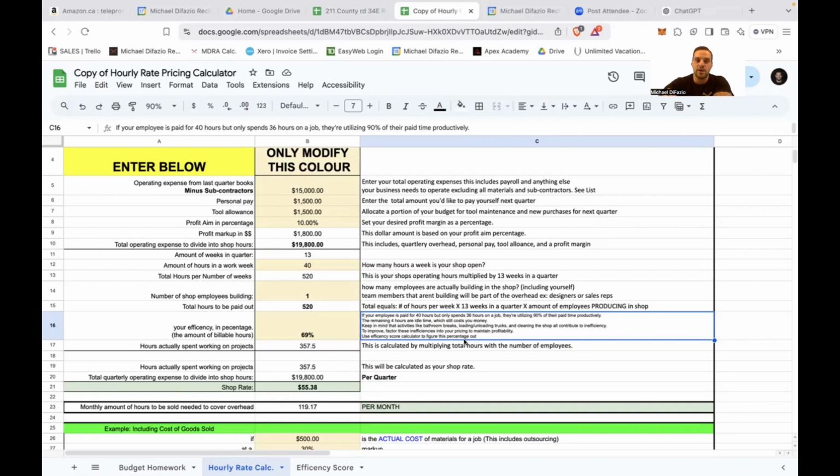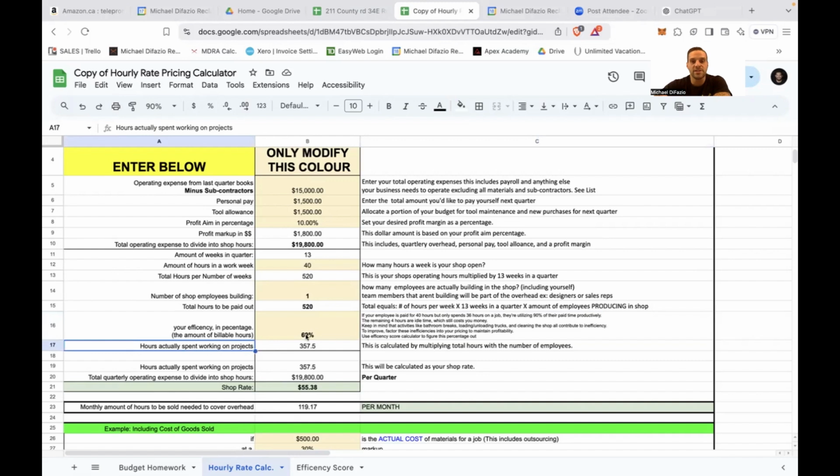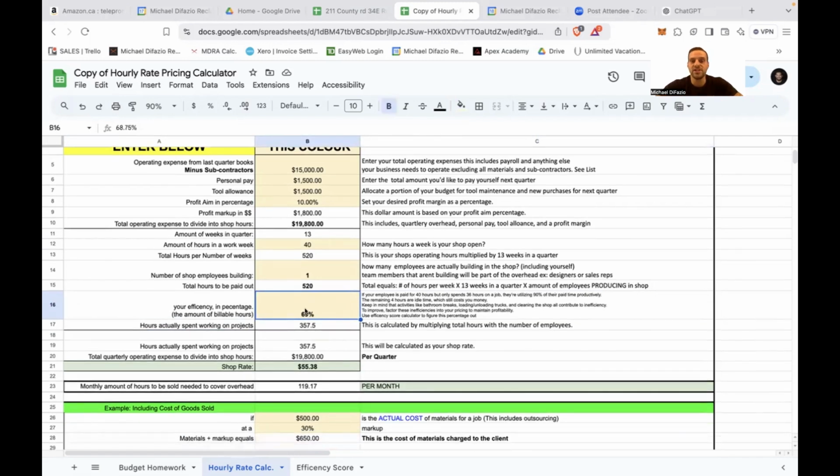So just leave it at what it is for right now. This will change. Your efficiency will change the amount of billable hours. This was the biggest game changer when I was figuring out my pricing calculator over the years. Okay, we're going to go over this right now. Actually, we're going to go into the efficiency calculator.